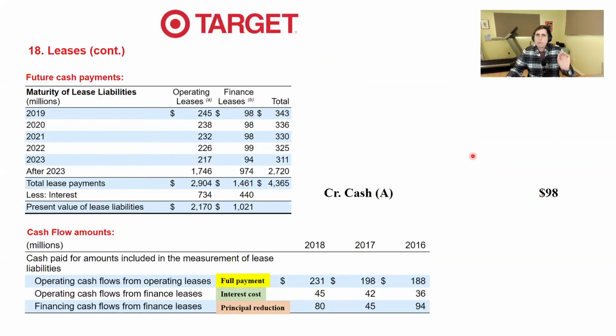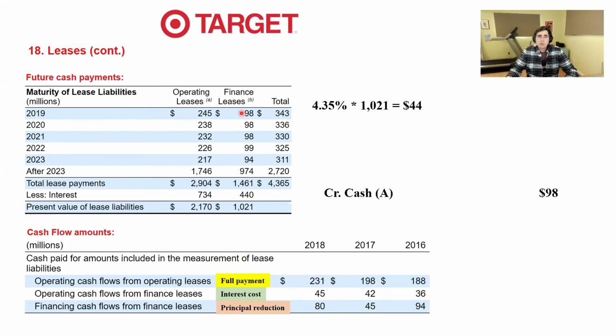Okay, now let's go forward and talk about the journal entry that Target's going to make, and this is just for finance leases. Here's the future cash payment schedule, and under finance leases, they're going to make cash payments of $98 million in 2019. So this is going to be the 2019 journal entry, and it's going to be a credit to cash of $98 million. Then we calculate interest expense, and that is the 4.35% times the beginning book value. And what is the beginning book value? It's 1021.